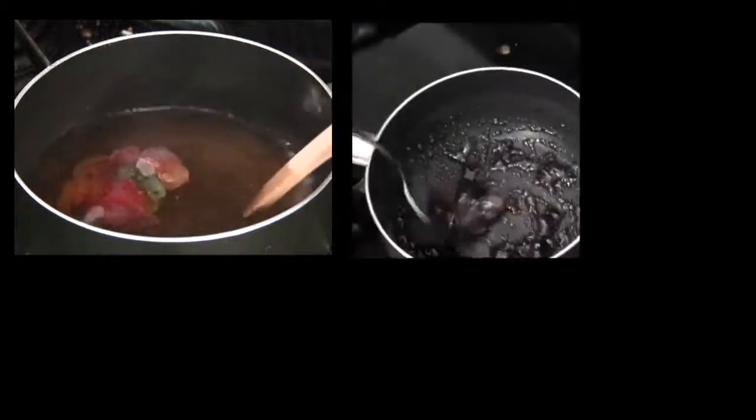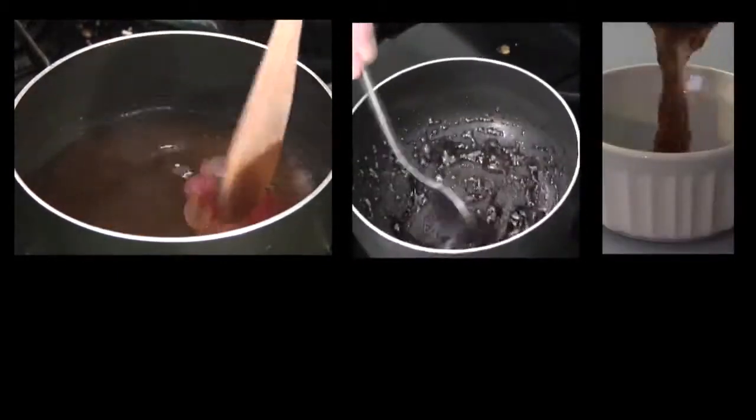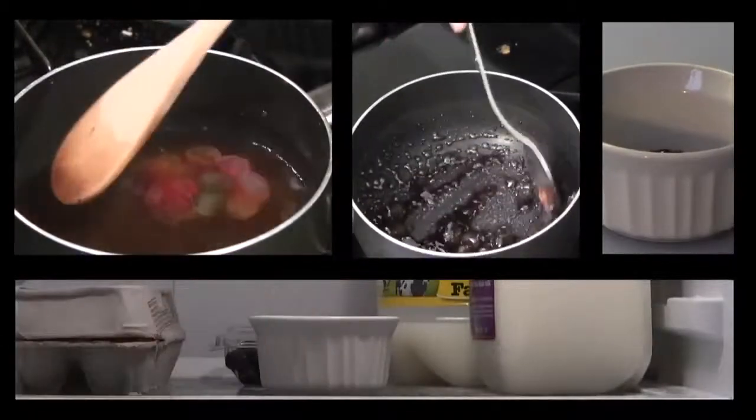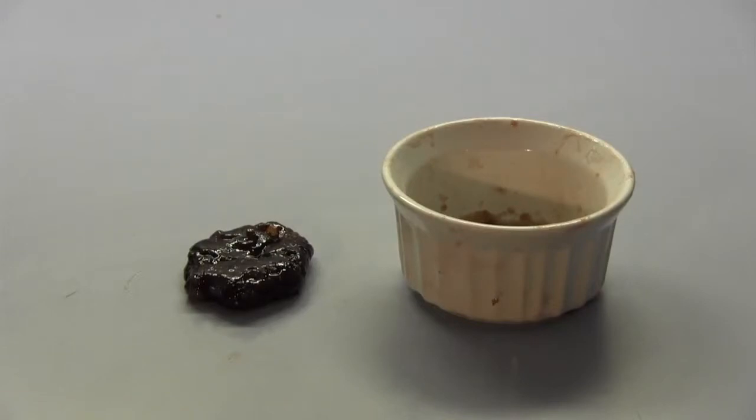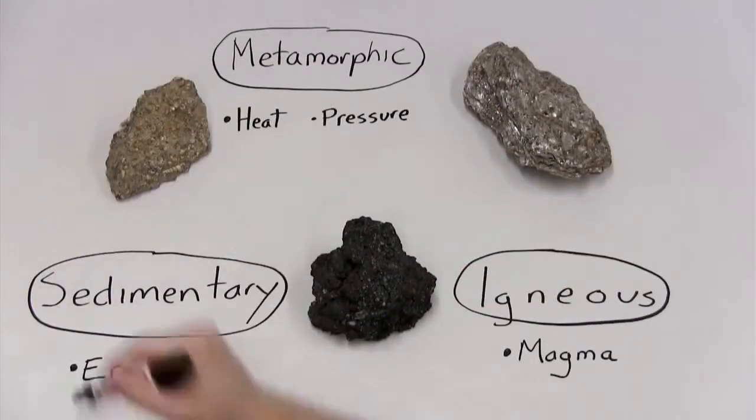To turn our jelly bean metamorphic rock into an igneous rock, we're going to melt it in this pot of boiling water. When our rock is cooled, you can see how all the different pieces combine to make an igneous rock with uniform structure throughout. Pretty cool, huh? But this is only part of the story.